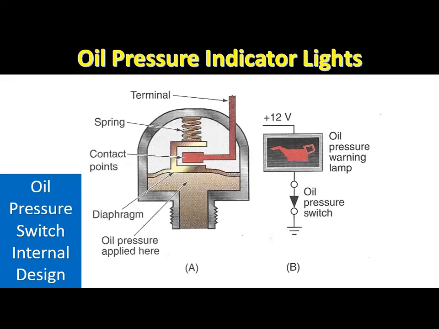If less than 3 psi or 20.6 kilopascals oil pressure is supplied to the oil sending unit, the contacts in this unit are closed. Under this condition, current flows through the oil pressure indicator light and the sending unit contacts to the ground and the light is on. When the engine is started, oil pressure is supplied to the diaphragm in the oil sending unit. If the oil pressure exceeds 3 psi or 20.6 kilopascals, the sending unit contacts are forced open and the indicator light goes out.